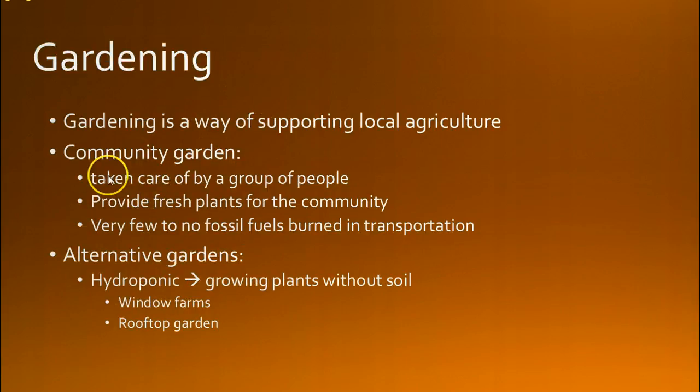Gardening is another way of supporting local agriculture. You could participate in a community garden. So a community garden is taken care of by a group of people. They provide fresh plants for the community. There is very few to no fossil fuels being burned in the transportation. So everybody in this community would help with and share in this garden, and then take the produce that they need, and which therefore eliminates the need for transportation.